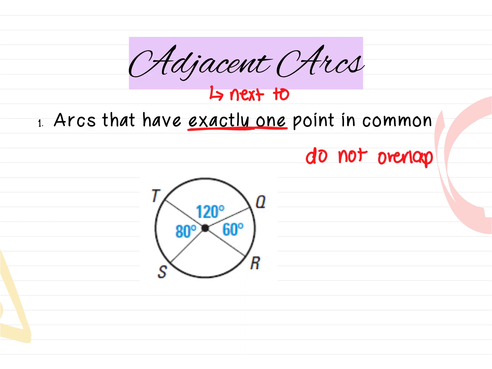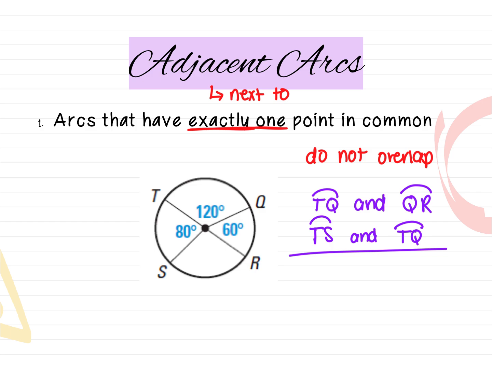All right, just naming some adjacent arcs. Again, they do not overlap. I have arc TQ and QR, okay? They're right next to each other. I could have arc TS. Oop. Make sure I draw that curve. This should be a curve, my mistake. Please make sure you could tell the difference between a curve and a line, because if it's a line, it's going to be marked wrong. Okay, we're dealing with arcs. So TS and arc TQ.